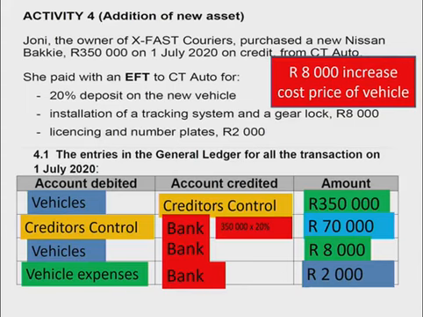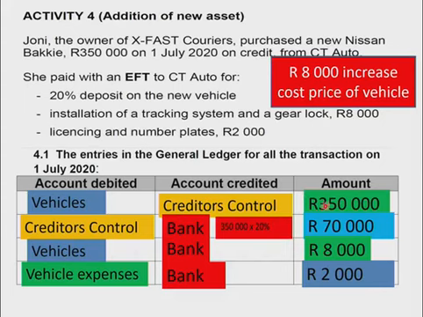So again, if we just look at that, the first transaction was that we bought a Nissan Bakkie for 350,000 on credit. And for that, the entry was vehicles and creditors control. Then we're paying 20%, so bank will be credited. That means creditors control is debited with the 20%. Then we're paying for the installation of a tracking system and a gear lock, and that will increase the cost price. So the 8,000 will increase the cost price.